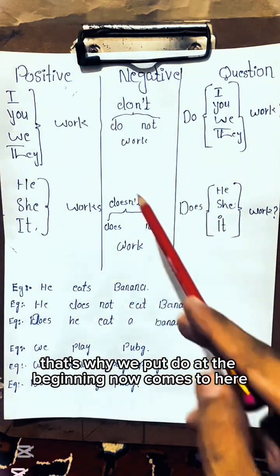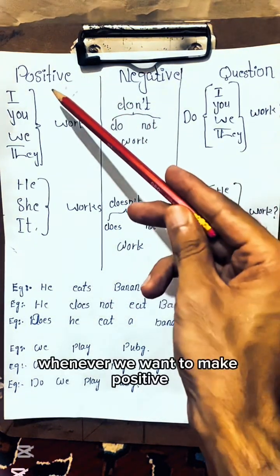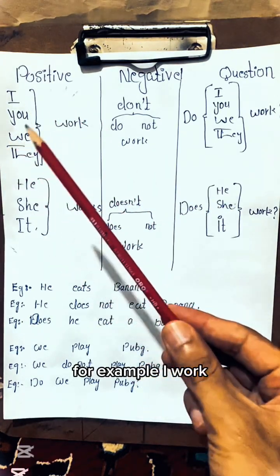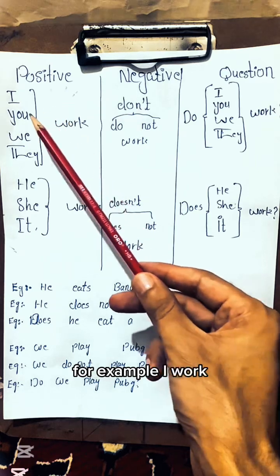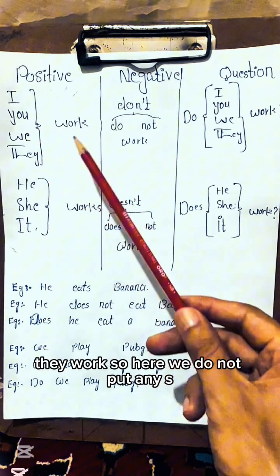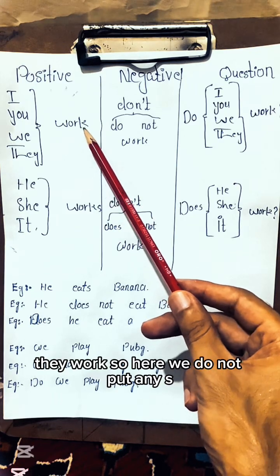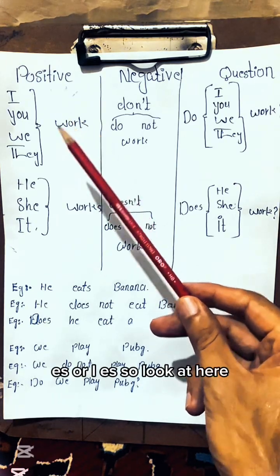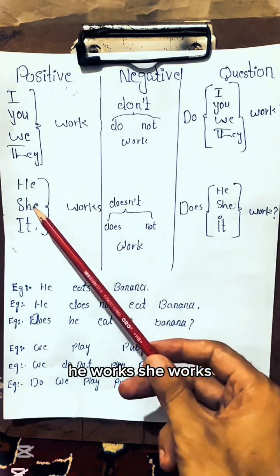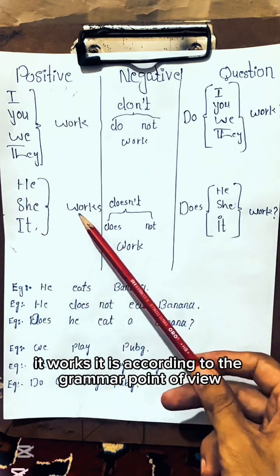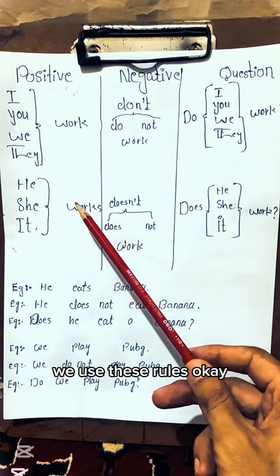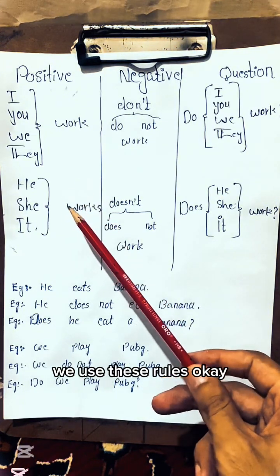Now comes to here. Whenever we want to make a positive sentence, for example, I work, you work, we work, they work. So here we do not put any s, es or ies. Now look at here. He works, she works, it works. It is according to the grammar point of view. We use these rules.